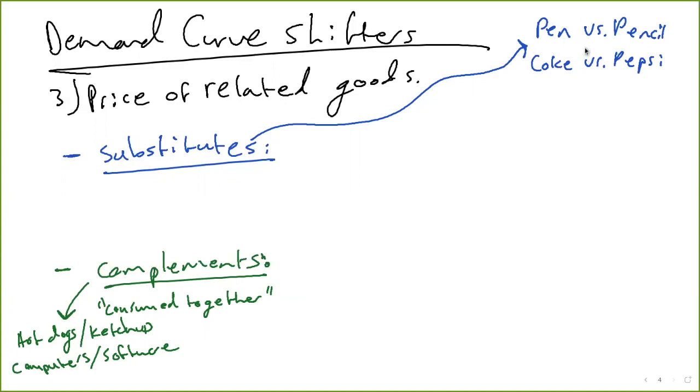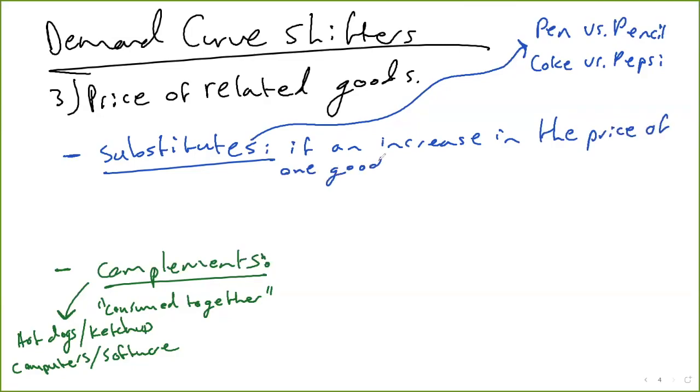And so as the price of a related good changes, it's going to affect demand differently based on if it's a substitute or a complement. So two goods are substitutes formally if an increase in the price of one increases demand for the other.